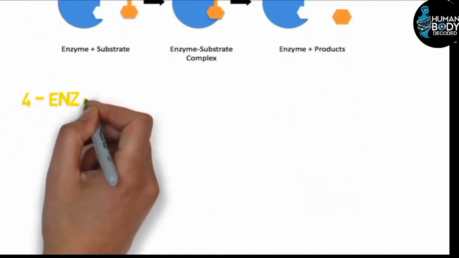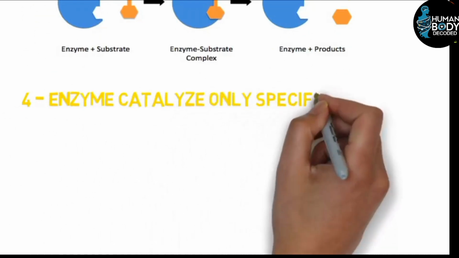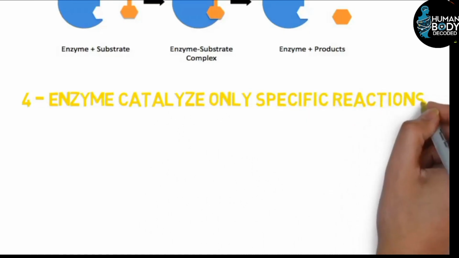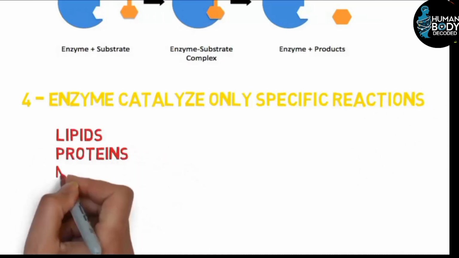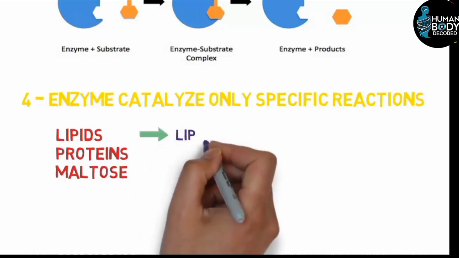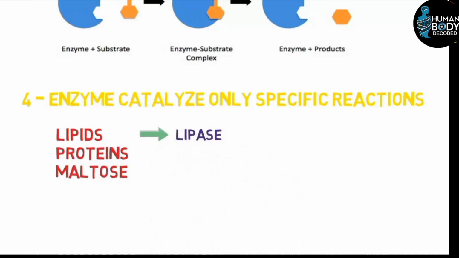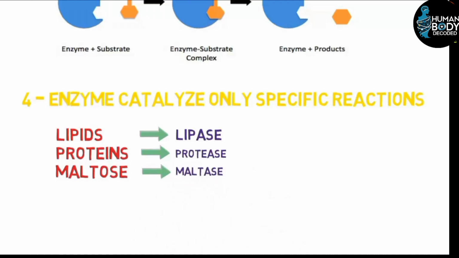Number 4. Enzymes are specific. The fourth characteristic is that enzymes only catalyze specific reactions. For instance, we have some biological molecules such as proteins, lipids, and maltose. The enzyme that breaks down lipids is called lipase. Other enzymes such as protease will not perform this function. In the same way, the enzyme that breaks down proteins is called protease. Lastly, the enzyme that breaks down maltose is called maltase. So every enzyme is specific in its function.